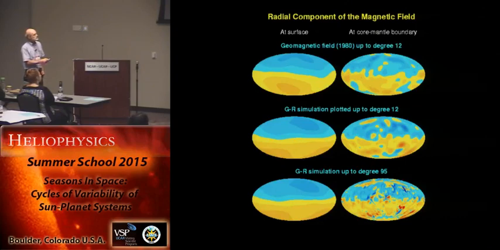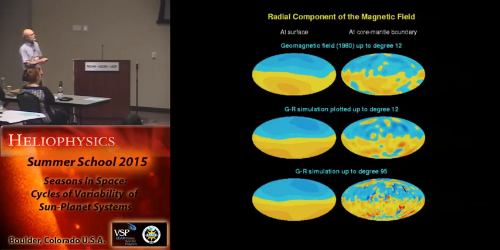These are simulations we did, Paul Roberts and myself, back in the mid-1990s, showing what a snapshot of our simulation looks like at the surface and at the core mantle boundary, assuming I'm only using spherical harmonics up to degree 12.